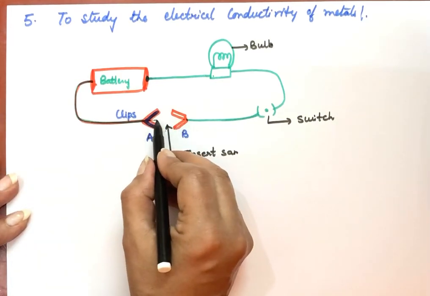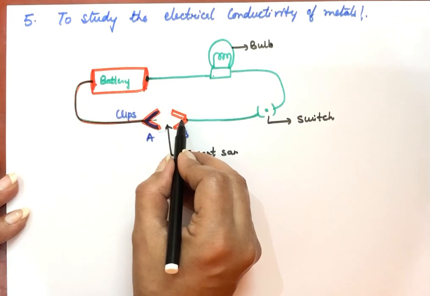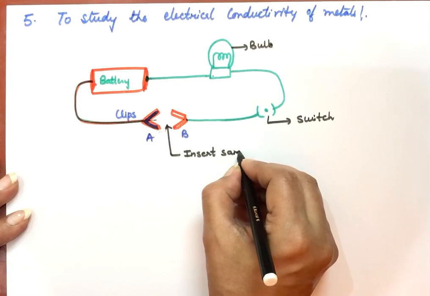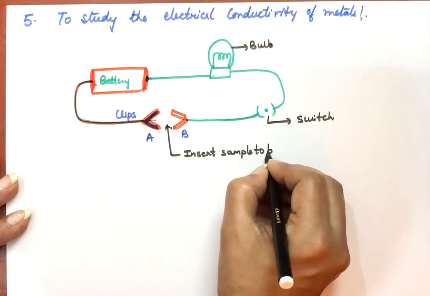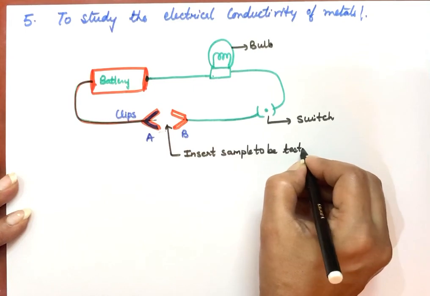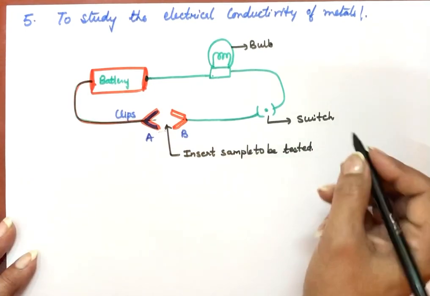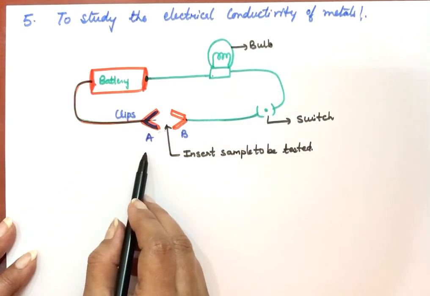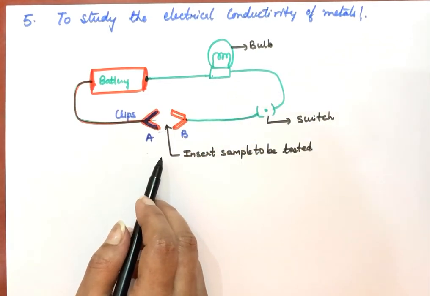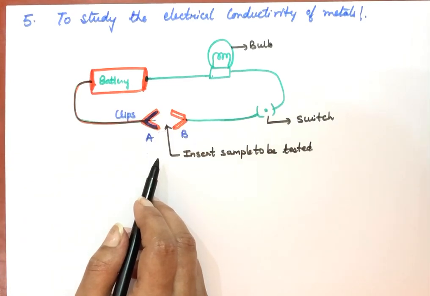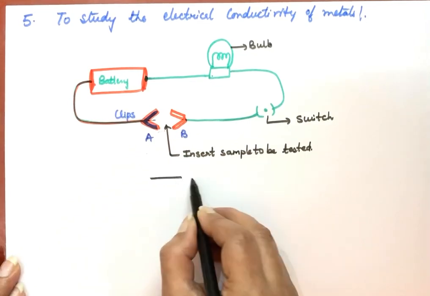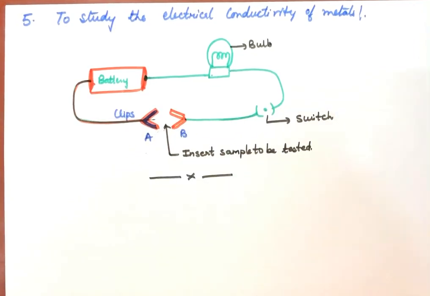If that piece of wire that we connect here is a conductor of electricity, then the bulb will glow. So when we insert a sample that we want to test, and when we use the metals here, the bulb will glow because the metals are good conductors of electricity. So this setup proves that metals are conductors of electricity. These are some of the investigations for the physical properties of metals. With these, the physical properties of metals are complete.